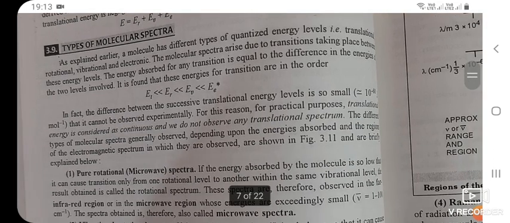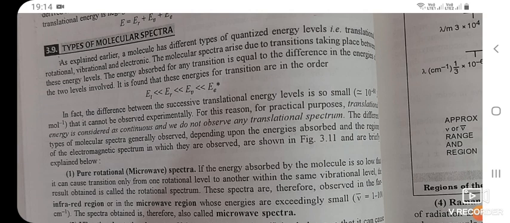Types of molecular spectra. As explained earlier, a molecule has different types of quantized energy levels, that is translational, rotational, vibrational and electronic. The molecular spectra arise due to transitions taking place between these energy levels. The energy absorbed for any transition is equal to the difference in the energies of the two levels involved.